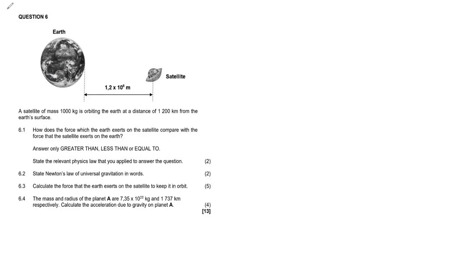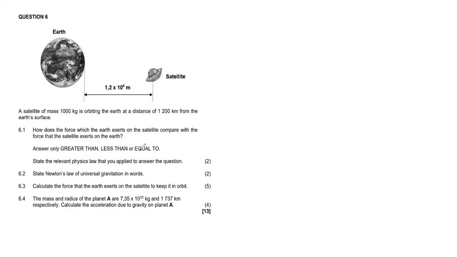Okay, so we have question 6, still on Newton's law of gravitation. It says a satellite of mass 1000 kg is orbiting the Earth at a distance of 1200 kilometers from the Earth's surface. Then 6.1 says, how does the force which the Earth exerts on the satellite compare with the force that the satellite exerts on the Earth? Answer only greater than, less than, or equal to.